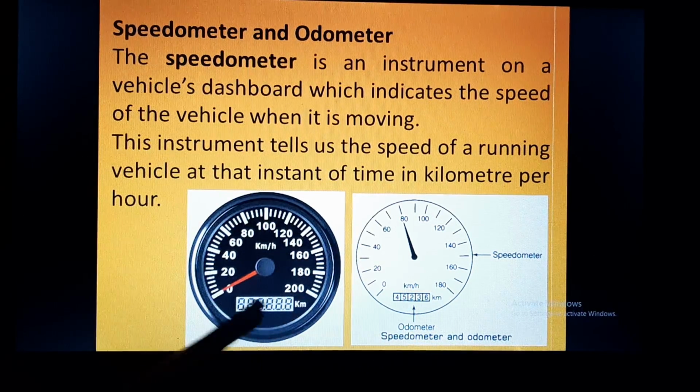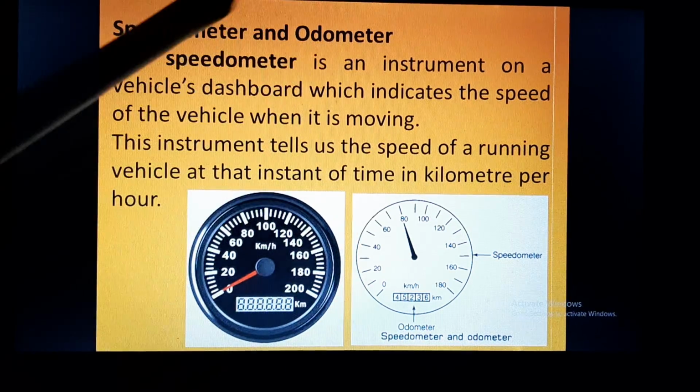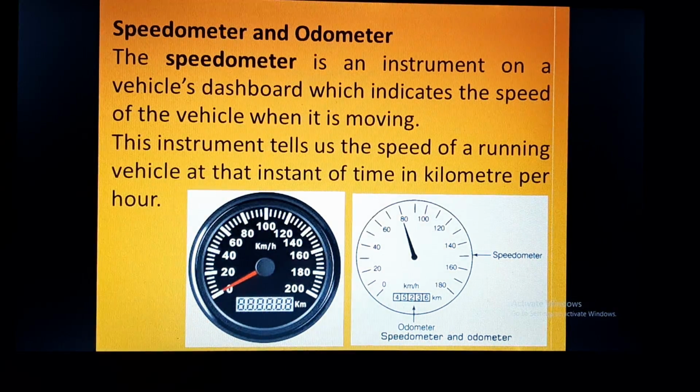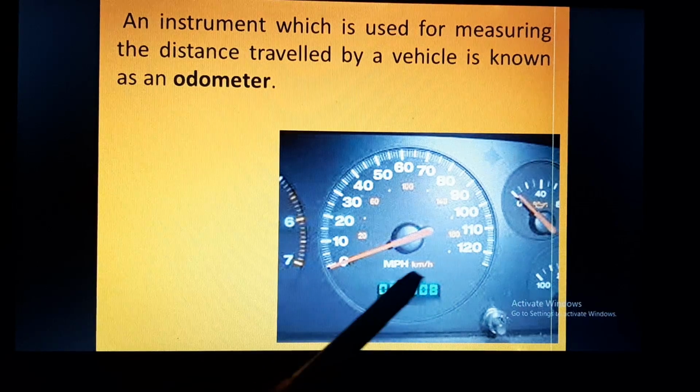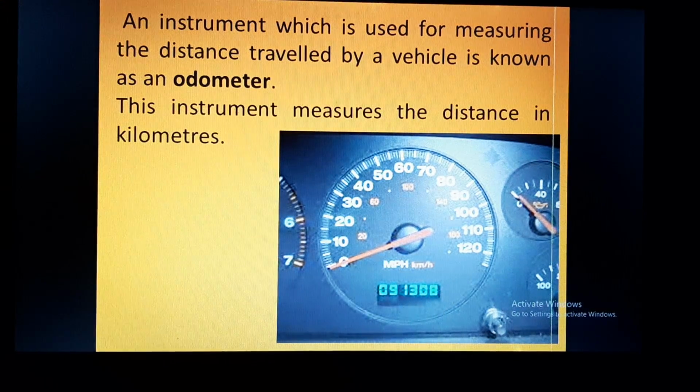Now the odometer, that means this meter, where kilometer is written. This is the device which tells about the distance traveled by a vehicle at a particular point of time. So this digital thing is the odometer, and it measures the distance in kilometers.